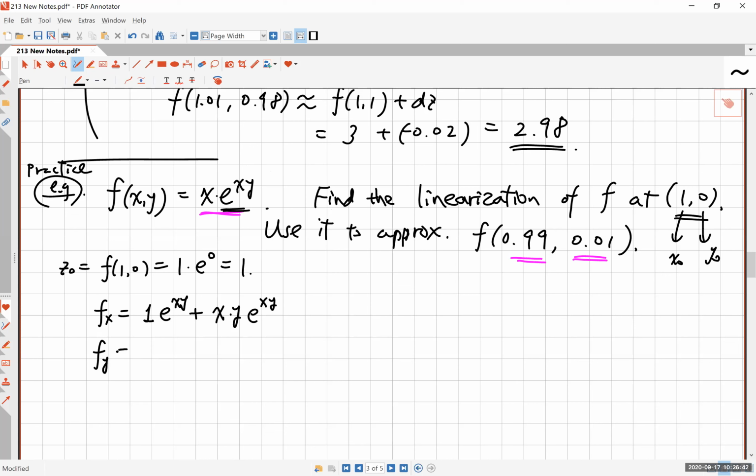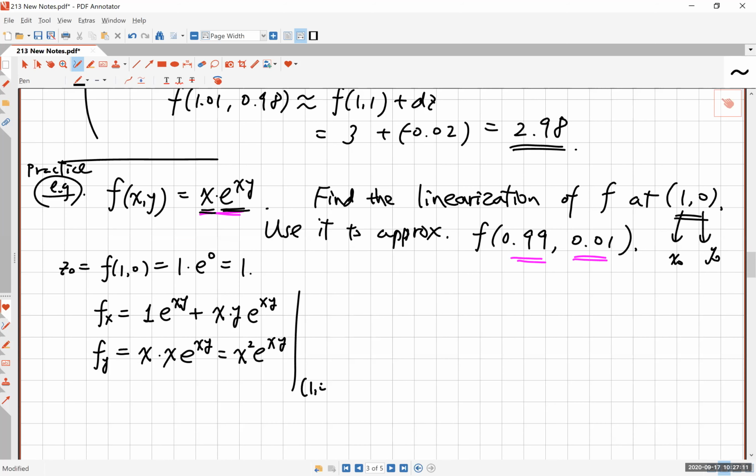And then the second one, f sub y is, now remember, in this case, x is considered a constant. I don't have to apply the product formula. I hope you understand that. And then you take the derivative of this with respect to y. E to the xy still remains, but then you have to multiply this by the derivative of xy with respect to y. And that's the constant x. So this is actually x squared e to the xy.